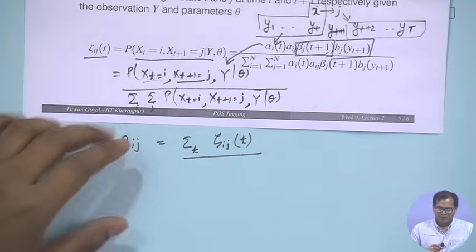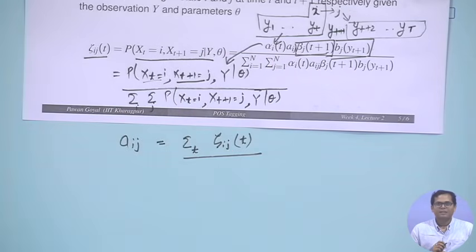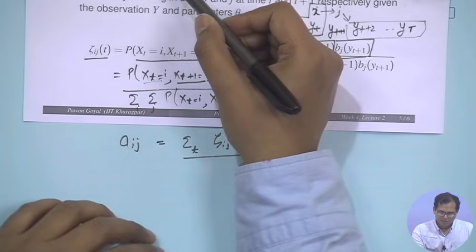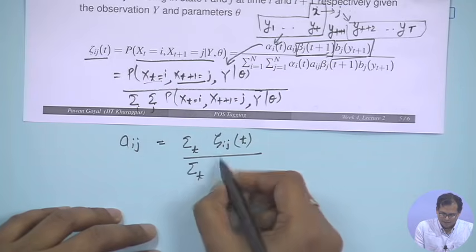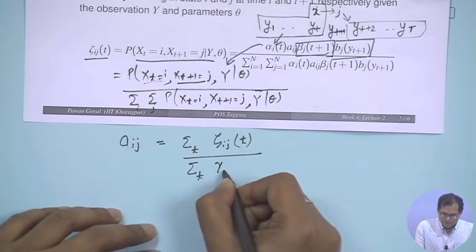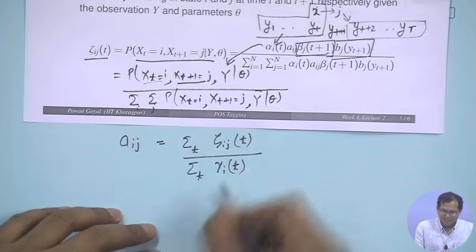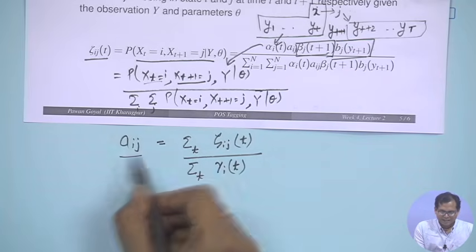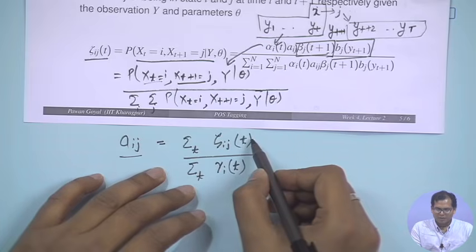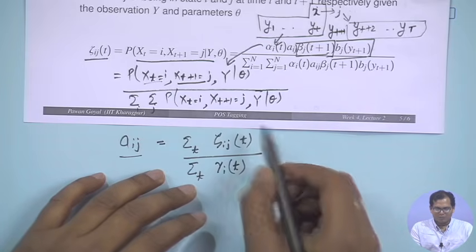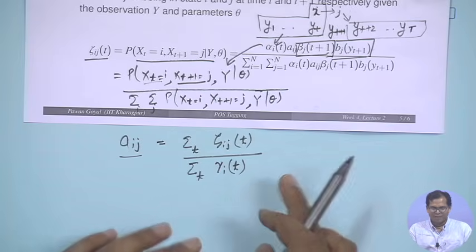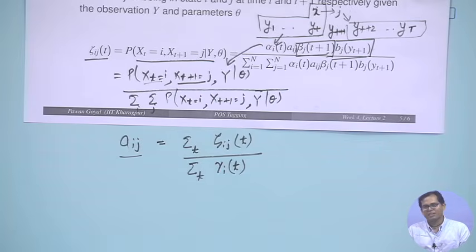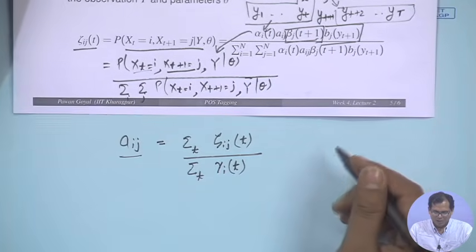So, when you are seeing the state i, this you can compute using your gamma i. So, that is summation over t gamma i t, and that can give me my aij. All the possible cases where all the probabilities of i and j occurring together at any point, divided by all the probabilities of i occurring anywhere. This is my aij.